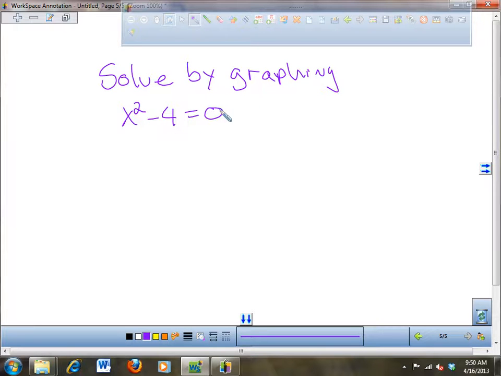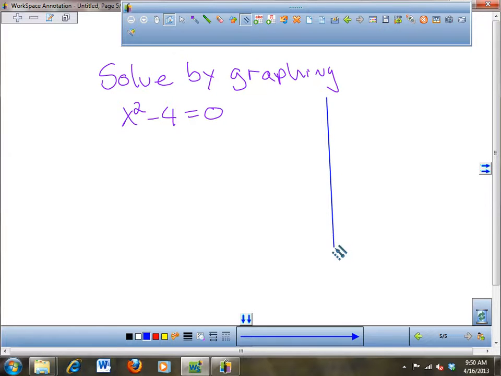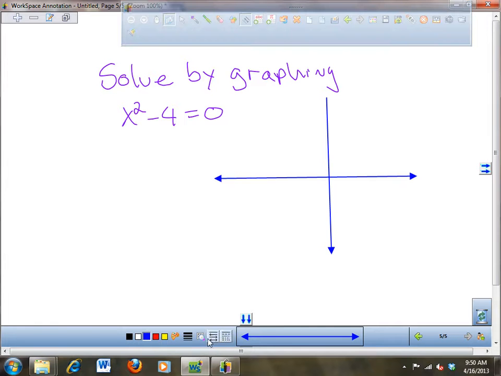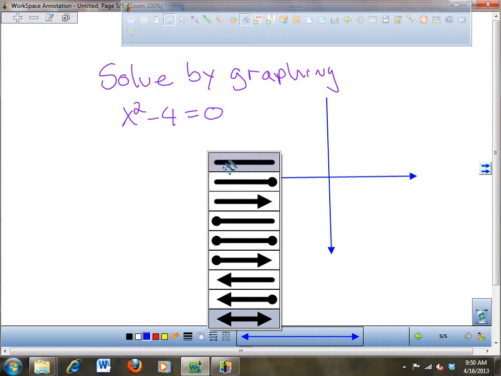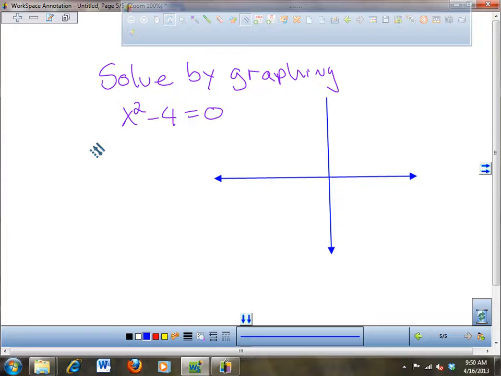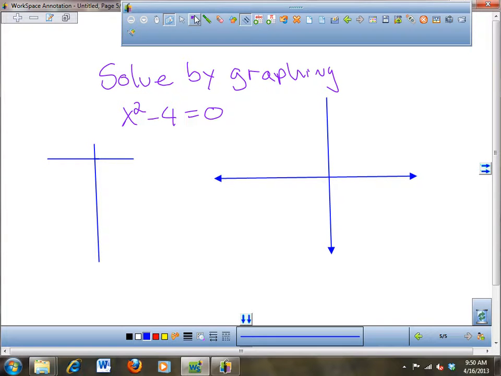Well, we're going to do it algebraically in a minute, but the way you solve it by graphing is to make a graph. You want to put arrows on both ends, I think. Make a graph, and then make a little table of values. And this one should be pretty easy. I'm going to make a little table over here, and then I'm going to put an x and a y.